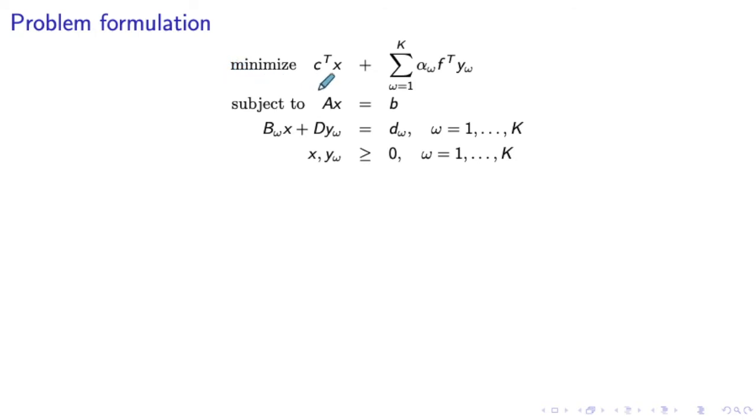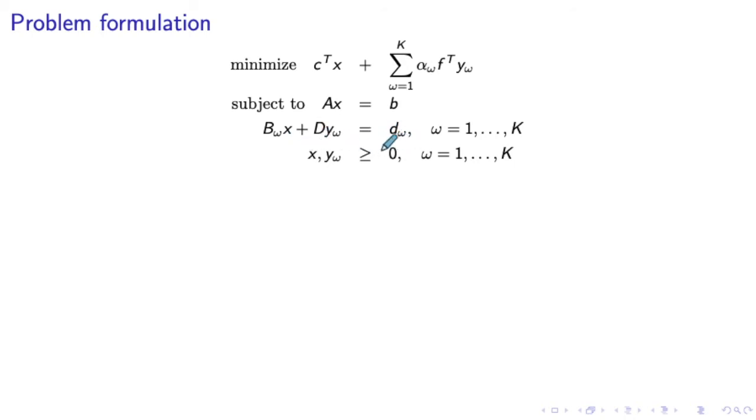Now we are ready to formulate our general model. So we have the objective of minimizing c transposed x plus the summation for omegas between 1 and k capital of alpha omega times f transpose times y omega. This is the first stage cost. This is the expected second stage cost. And then we have the constraint for the first stage given by Ax equals b. And we have the constraints involving both first and second stage variables given by B omega x plus D times y omega equals d omega.